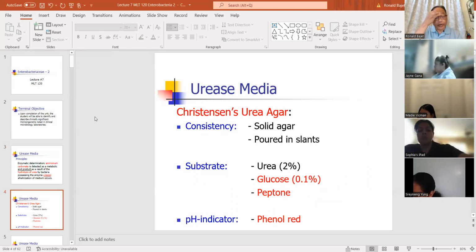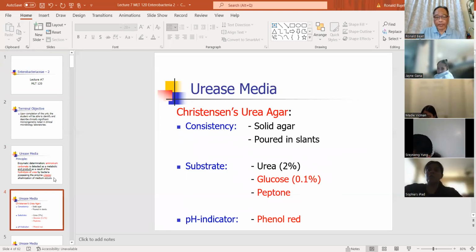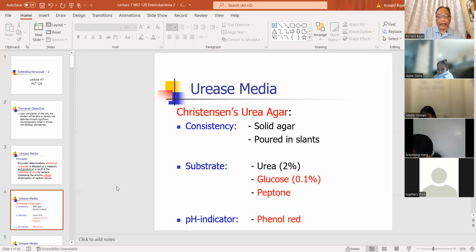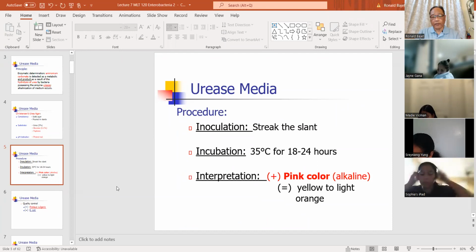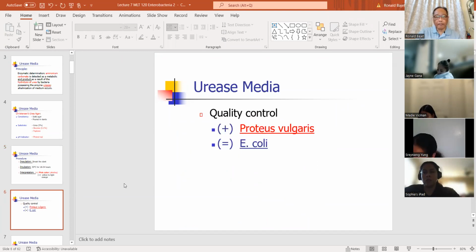We use Christensen's urea agar. It's a solid agar and it's a slant. There's carbohydrates, and of course it has to have urea. That's the main substrate that we're looking for. And then there's a phenol indicator. So to do the test, you inoculate the streak. It's pretty simple. Just inoculate the streak, incubate it overnight at 35 to 37 degrees. And the next day, all you do is look for a pretty pink color if it's positive, and it's yellow to light orange if it's negative.